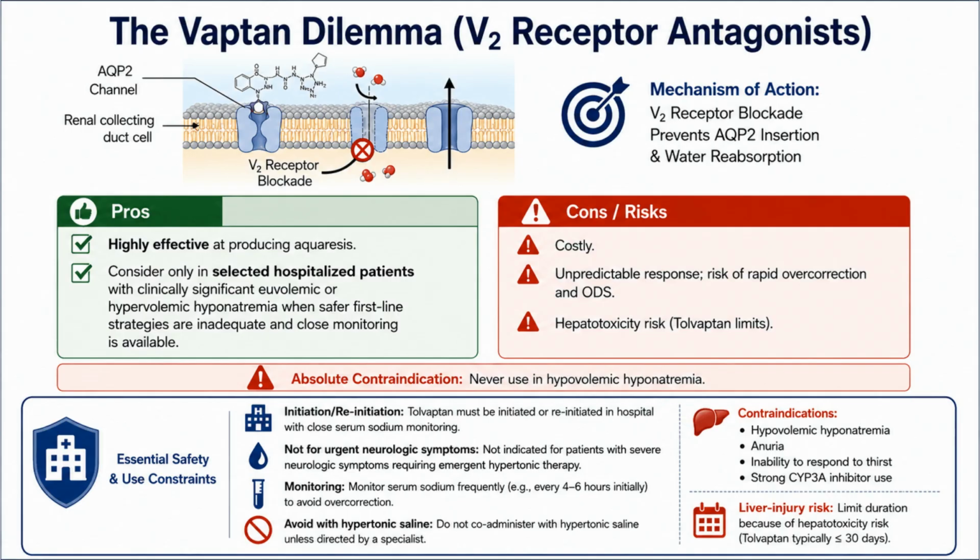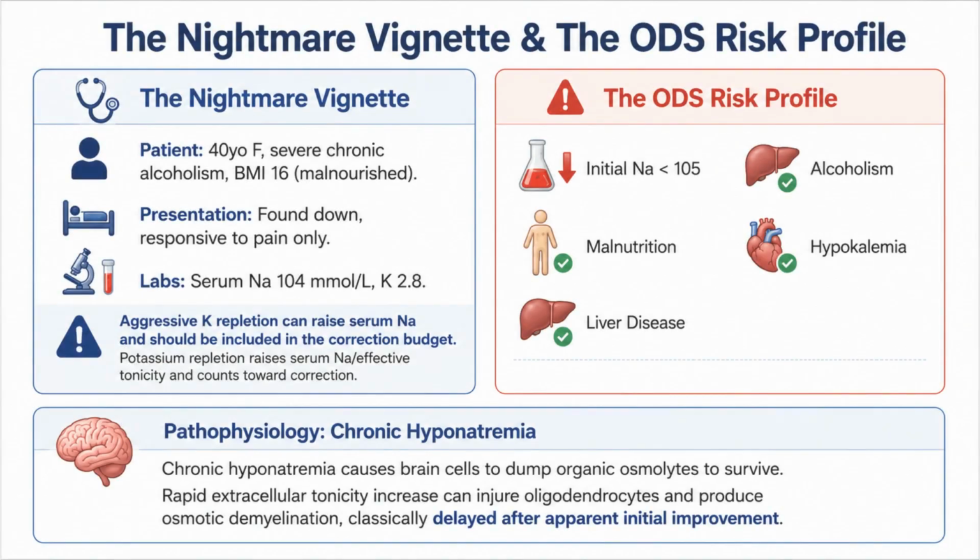Now we move to the case every nephrologist worries about: severe chronic hyponatremia with high osmotic demyelination risk. This teaching case is a 40-year-old woman with severe chronic alcoholism, body mass index 16, found down and responsive only to pain. Sodium is 104 millimoles per liter. Potassium is 2.8 millimoles per liter. This is high risk from multiple angles: initial sodium below 105, malnutrition, alcohol use disorder, hypokalemia, and possible liver disease.